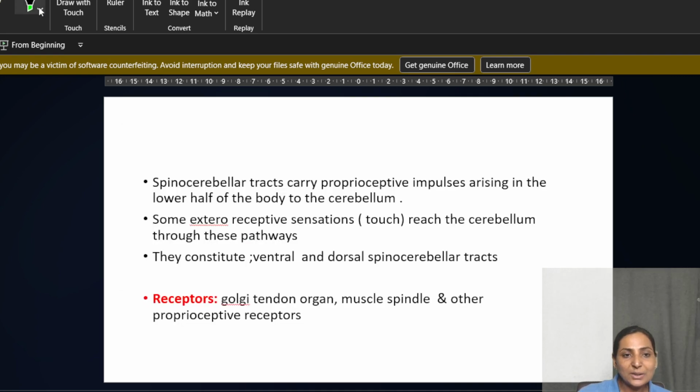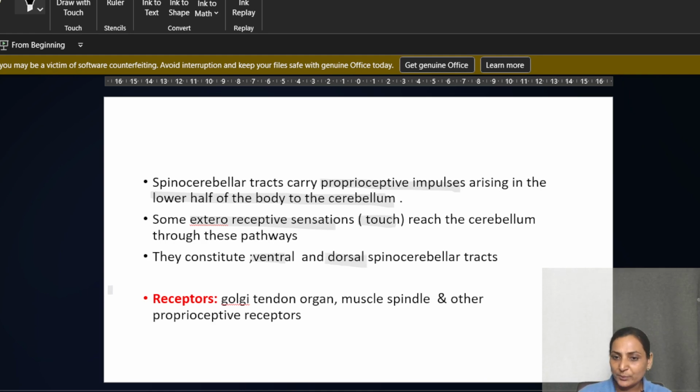Now what are these spinocerebellar tracts carrying? They are carrying proprioceptive impulses which arise in the lower half of the body all the way to the cerebellum. Apart from this, some exteroceptive information like touch can also reach the cerebellum through these pathways, and we have seen that there are two types, ventral and dorsal.